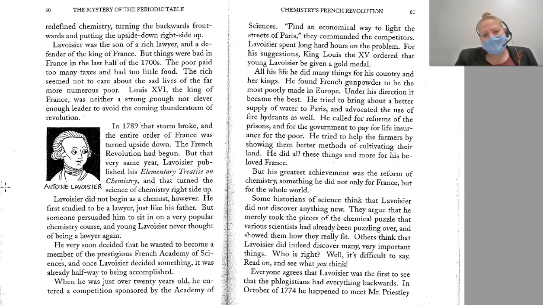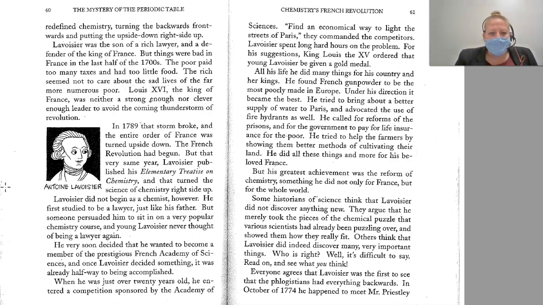In 1789, the storm broke, and the entire order of France was turned upside down. The French Revolution had begun. But that very sad year Lavoisier published his Elementary Treatise on Chemistry, and that turned the science of chemistry right side up. Lavoisier did not begin as a chemist, however.